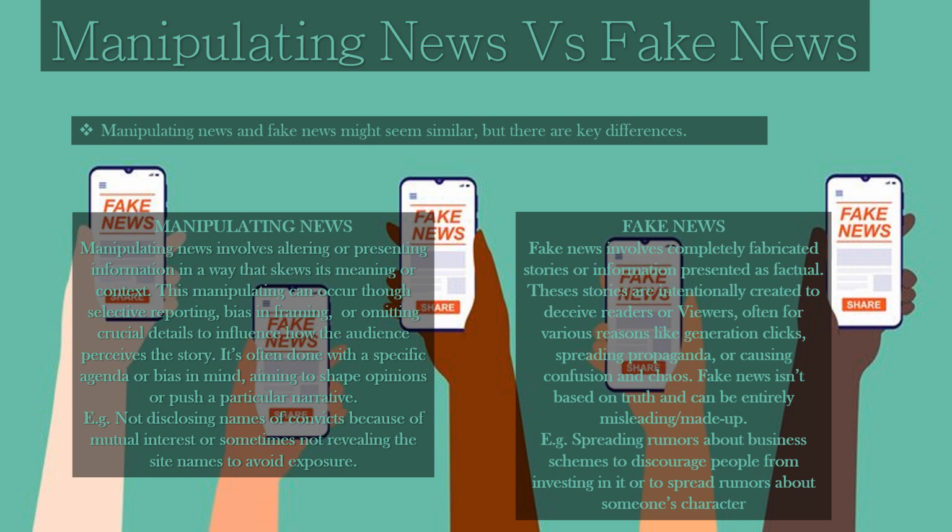For example, not disclosing names of convicts because of mutual interest, or sometimes not revealing the site name to avoid exposure. Fake news. Fake news involves completely fabricated stories or information presented as factual. These stories are intentionally created to deceive readers or viewers, often for various reasons like generating clicks, spreading propaganda, or causing confusion and chaos. Fake news isn't based on truth and can be entirely misleading or made up.